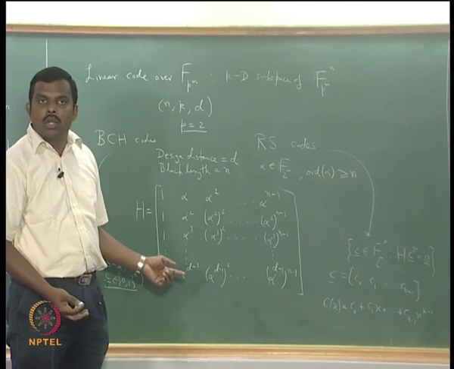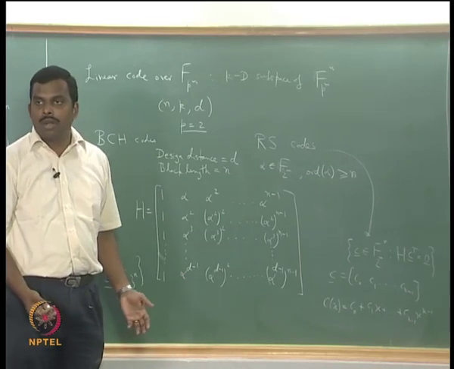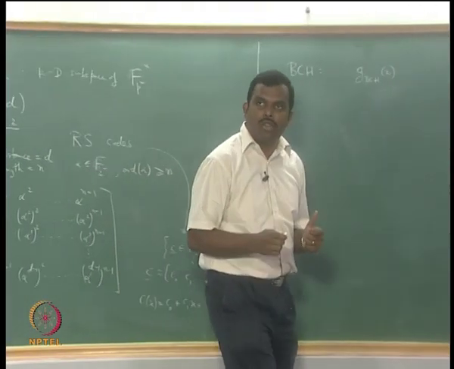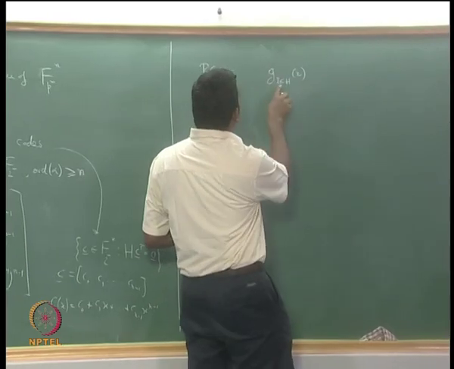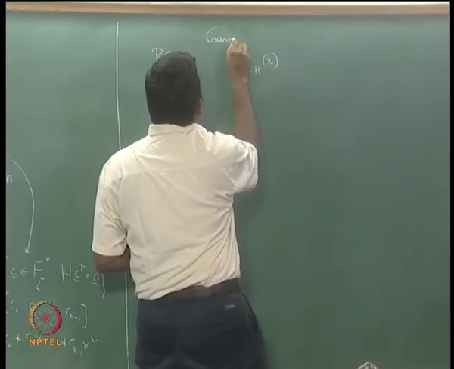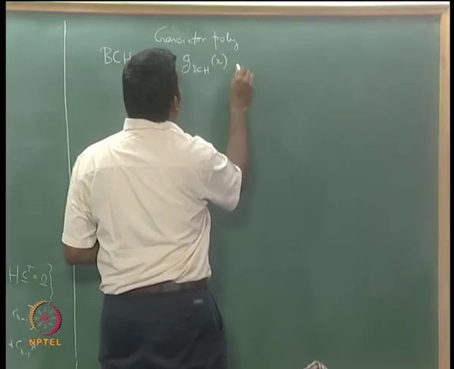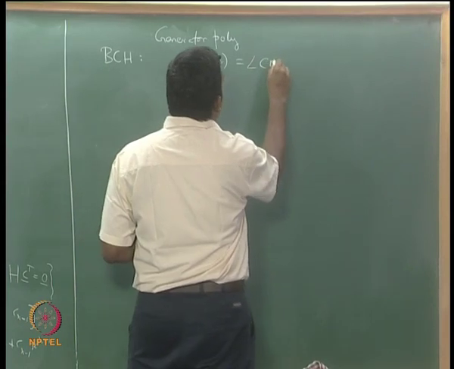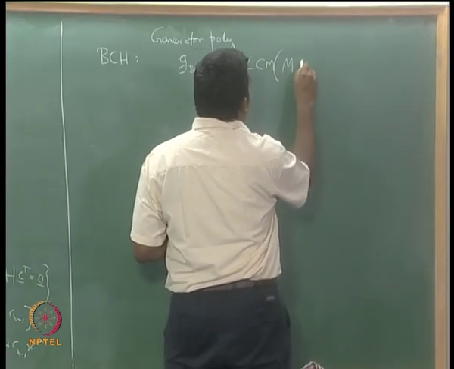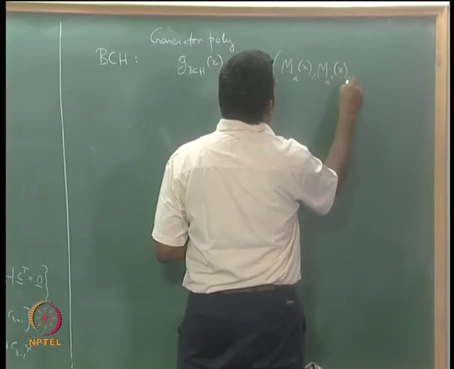What are the d minus 1 roots? Alpha, alpha square, alpha power 3, so on till alpha power t minus 1. And then you go to your minimal polynomials, etc., and then you work it out very carefully. You would get this description for the BCH code. You have a generator polynomial, which is the LCM of the minimal polynomials of alpha, alpha square, so on till.